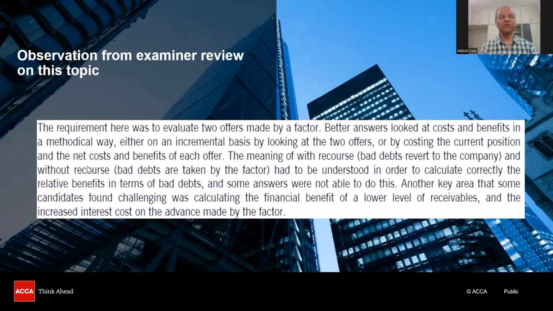Meaning of with recourse and without recourse had to be understood in order to calculate correctly the relative benefits in both the offers. Another key area that some candidates found challenging was calculating financial benefit of a lower level of receivables. I had illustrated to you earlier in that example how to calculate that, and the increased interest cost on advances given by the factor. So please make sure that you'll read all the examiner reports which are related to the topic that you are learning, then learn it, keeping the weaknesses of the students in mind, and then practice more than enough.